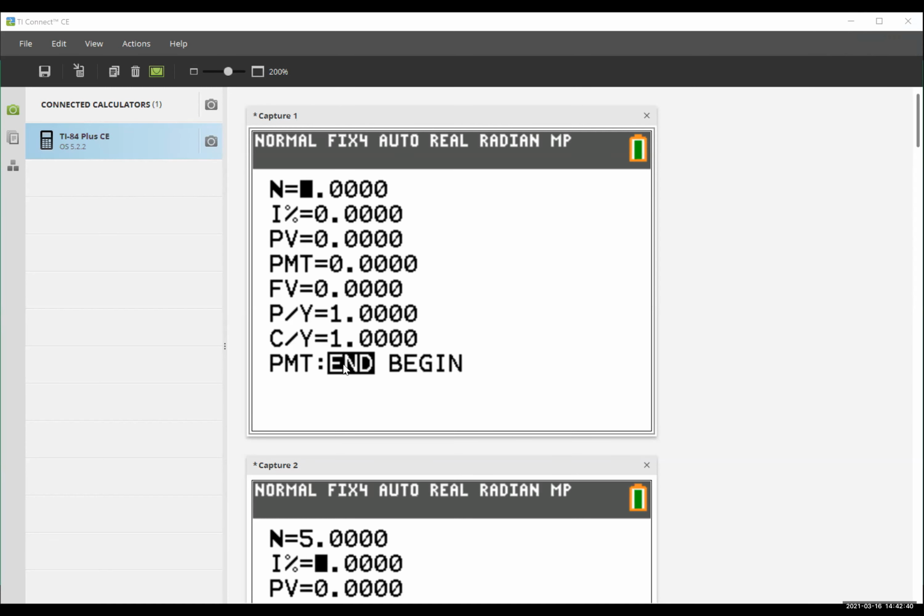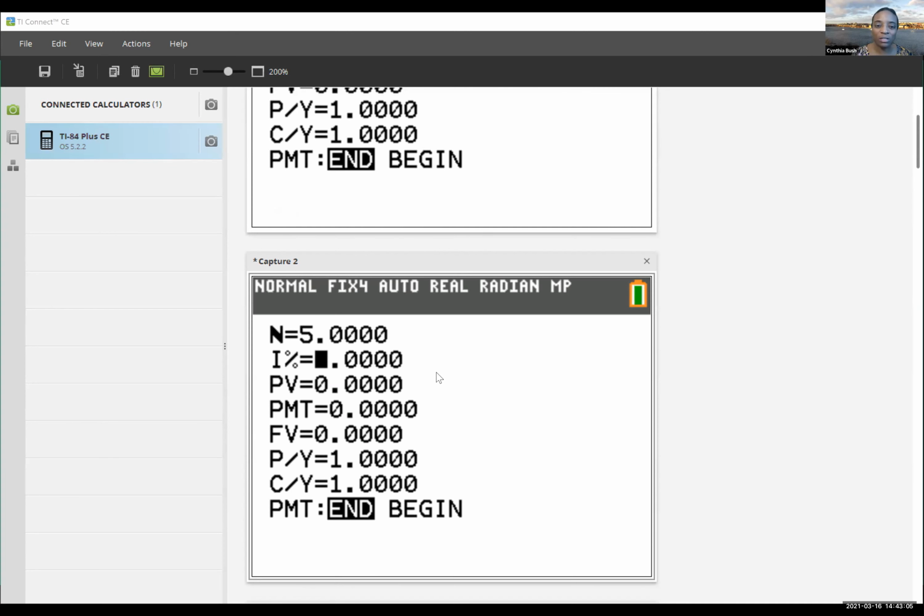Now, what do you say it was called? End and beginning annuity? So the end annuity is called an ordinary annuity. If it's begin, that's an annuity due. Okay, thank you. And I did not make those words up. I don't know why they didn't just say end annuity, begin annuity. That would have been a lot easier, but there we go.